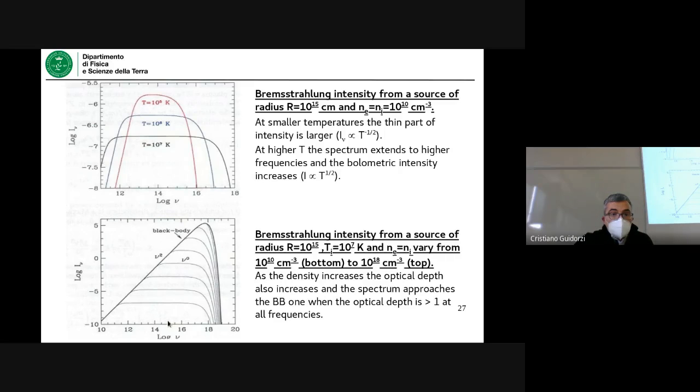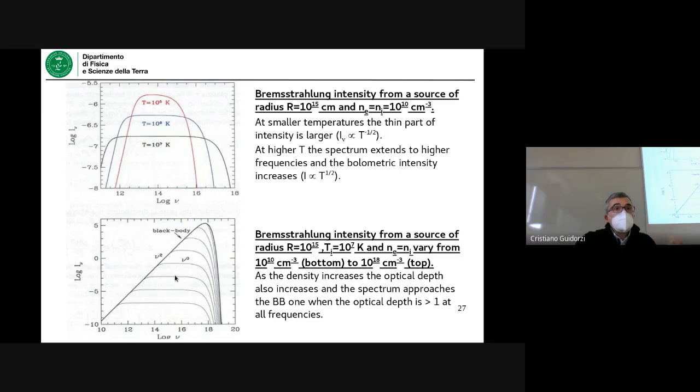The meaning of this plot is that in the bottom you see the lowest density case, and toward the top the density is increasing upward. Okay. Now let's figure out what happens.